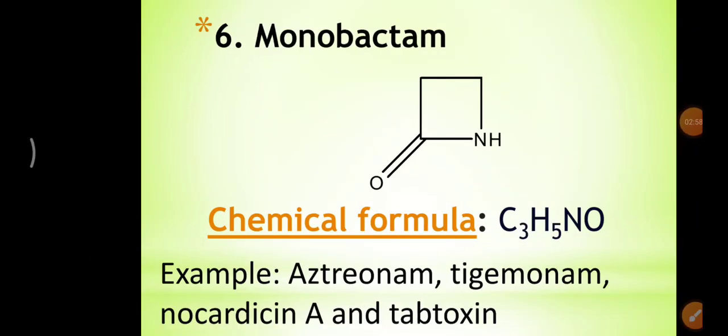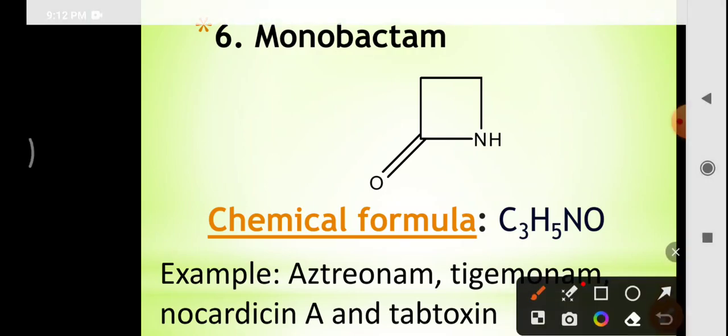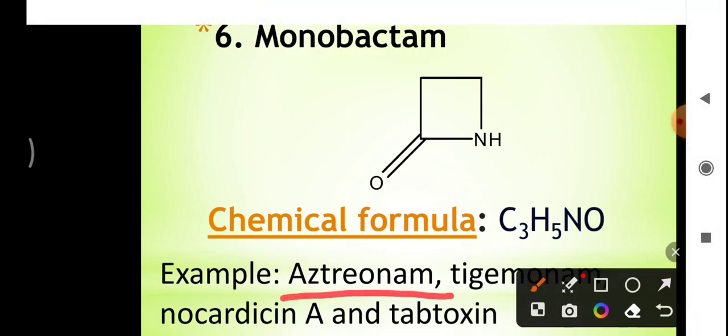Next are the monobactams. Monobactams are monocyclic, meaning the beta-lactam ring is not fused to any other ring, and the most common example includes aztreonam. Aztreonam is available in the markets.